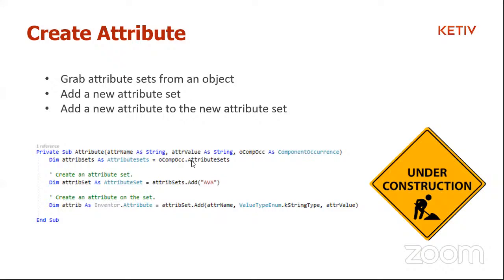And there we just grab the attribute sets off the occurrence, set up a variable, and then I make an attribute set and name it AVA, just like we did manually. And then we're going to add an actual attribute here. So we give it a name that we passed in. You'll see that we're doing a string type here, and then an attribute value, so whatever value we're passing into this function. And you'll see that in action as we go along.